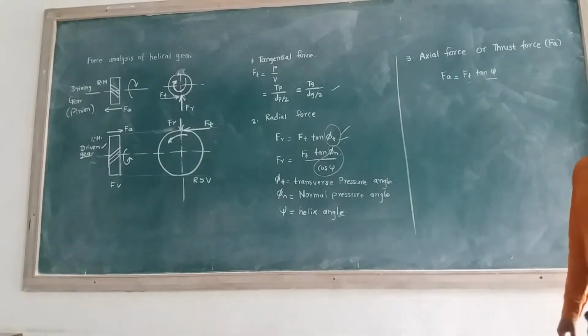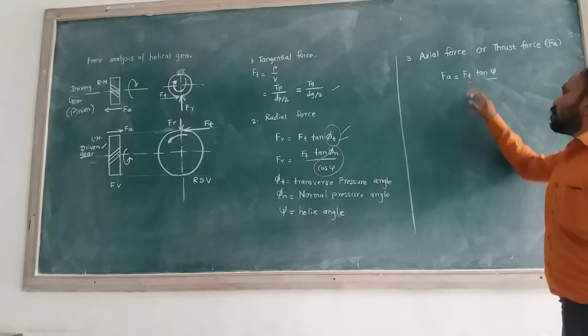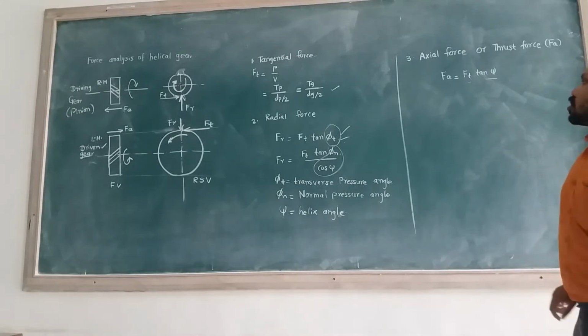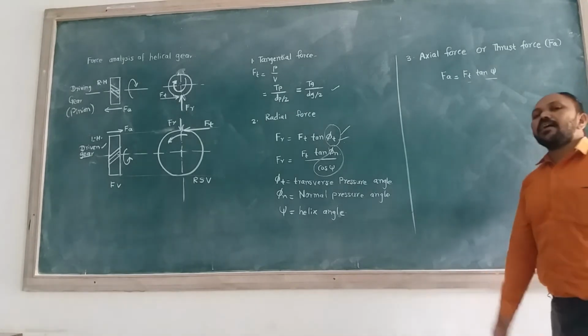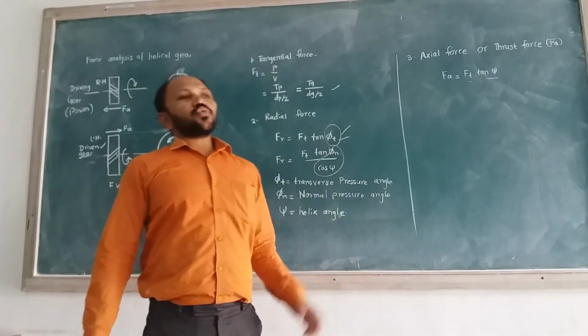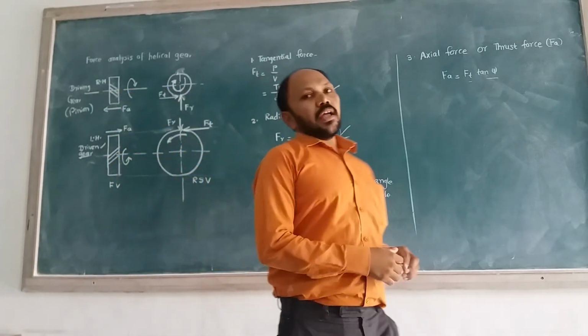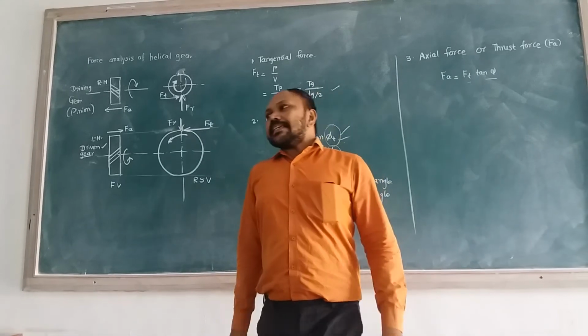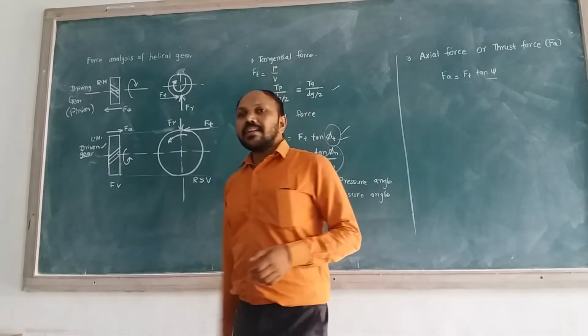After calculating this radial force, it is also possible to calculate the axial force. If we know the tangential force, just use this formula. Fa is equal to Ft into tan psi. Okay, again psi is the helix angle. So by using these different relations, we are able to calculate these three different forces. Okay, now we shift to the next stage, that is how to decide the directions.